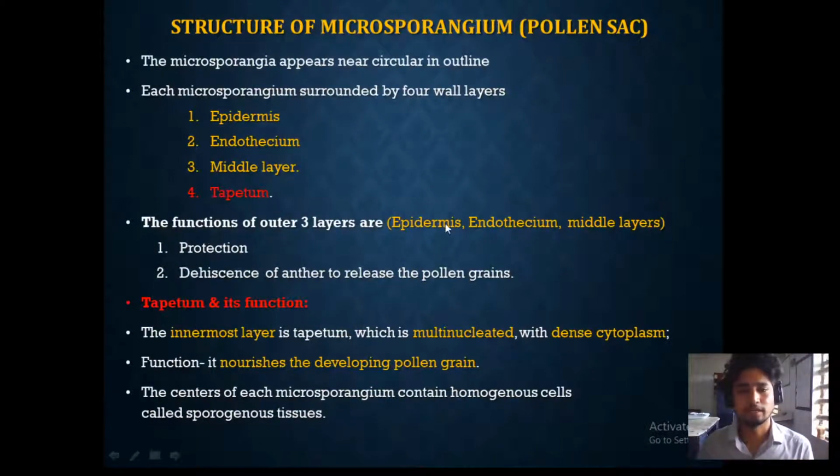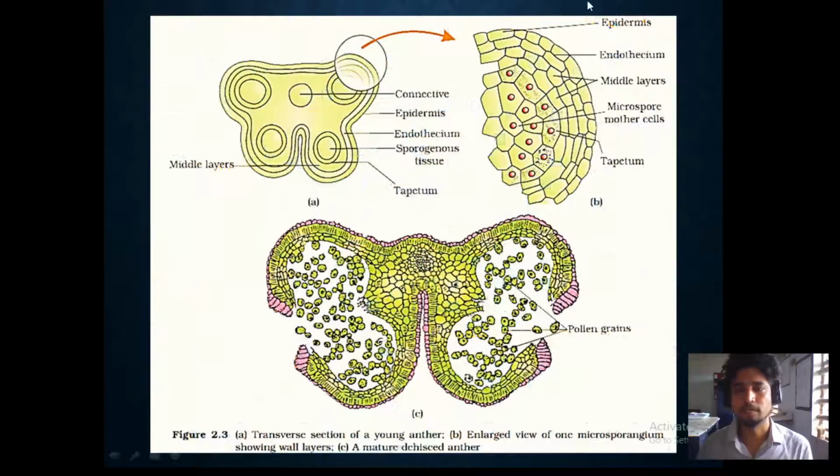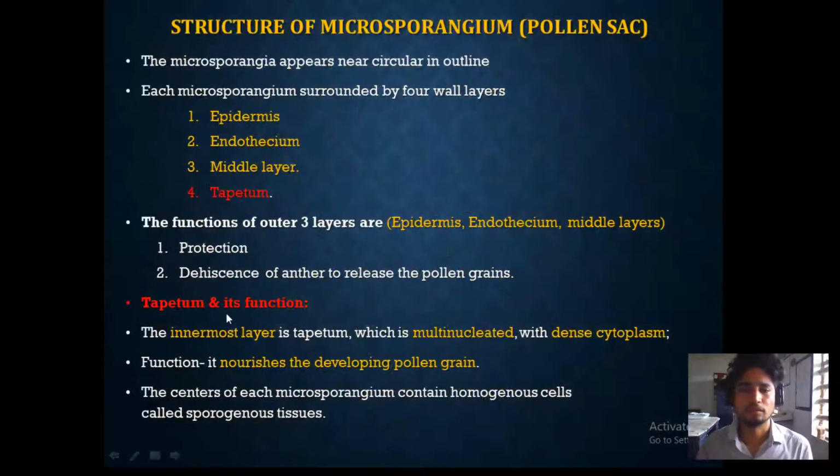The outer layers serve a purpose. The function of these outer 3 layers is to protect the microsporangium present inside, that is, the microspores that are going to be produced inside. So these outer layers are protecting them. The first thing is protection, and the next is dehiscence of the anther to release the pollen grains.